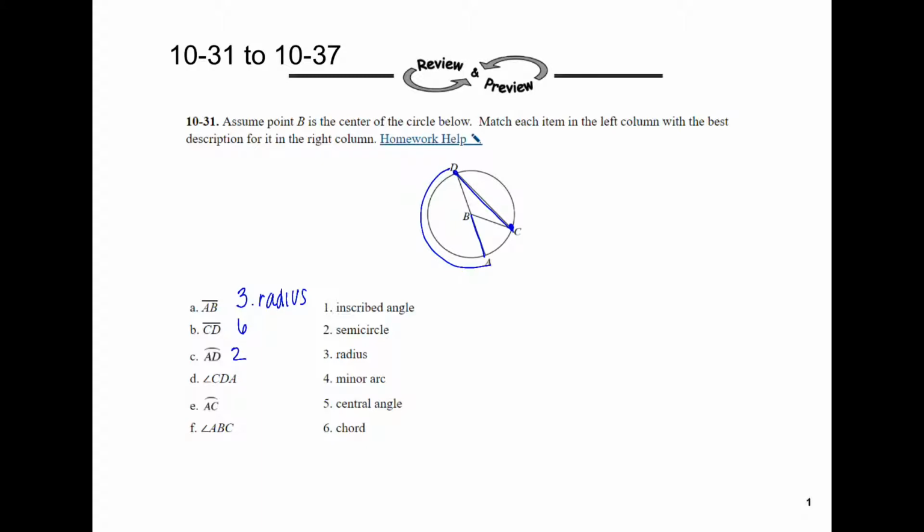Angle CDA would be an inscribed angle. Arc AC would be a minor arc, and angle ABC would be a central angle.